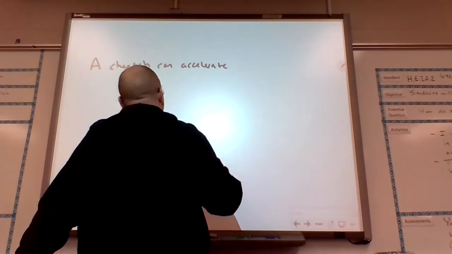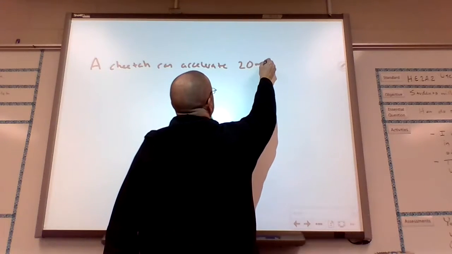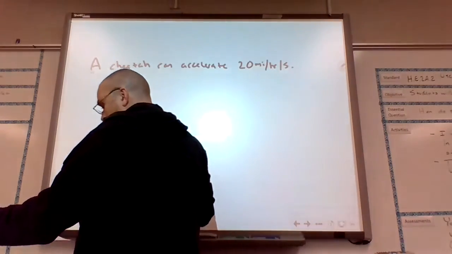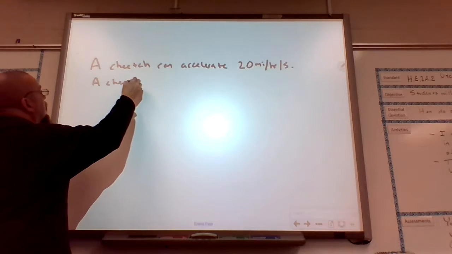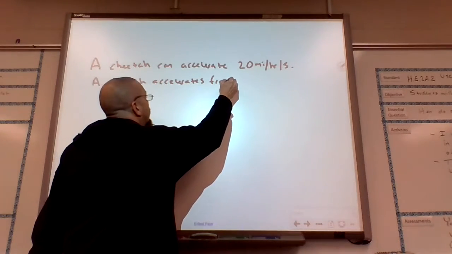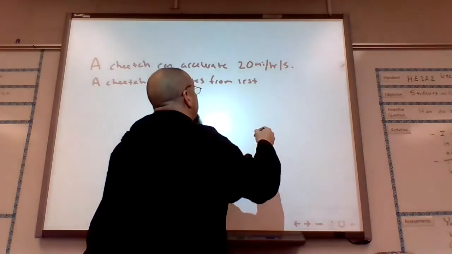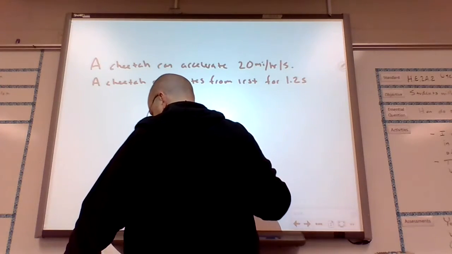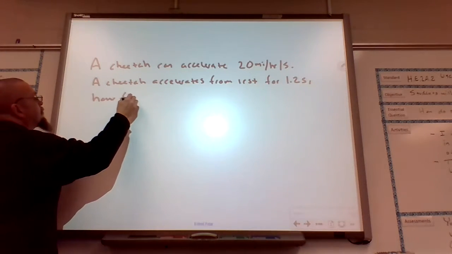When those cheetahs are quick, they can accelerate at an average rate of 20 miles per hour per second. Let's say our cheetah accelerates from rest. Let's say they accelerate for 1.2 seconds. How much ground will it cover? Or how far will it go?